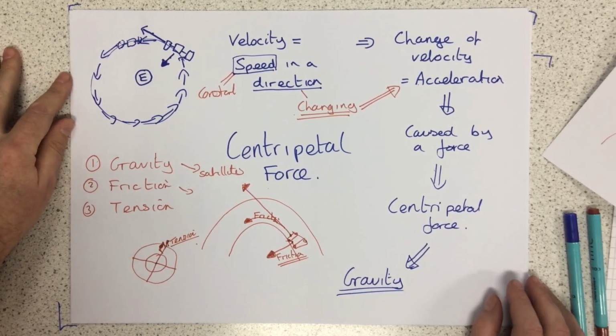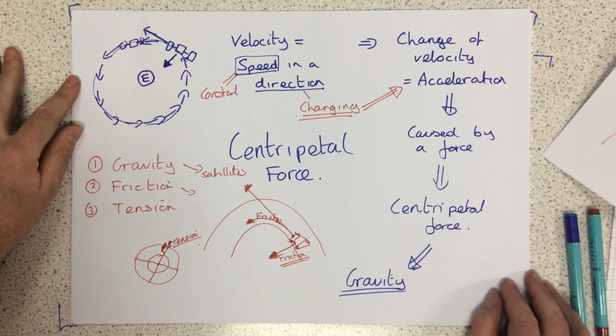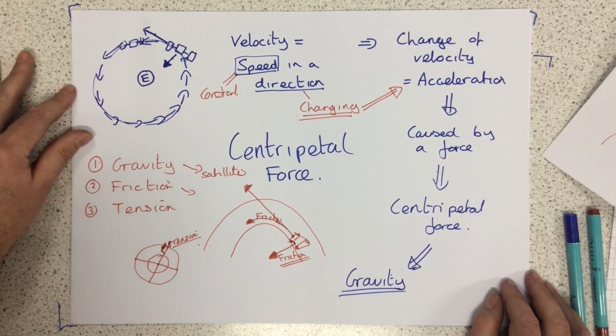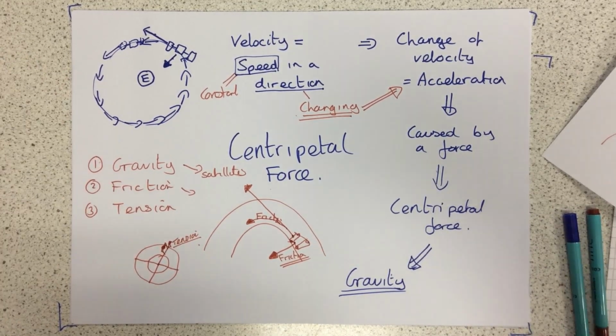So in summary, centripetal force is a force that acts towards the centre during circular motion. It acts because although the velocity might be constant, there is, within velocity, a change in direction, which means a change that leads to acceleration. The acceleration needs a force to act, and the three most common forces that we see acting as a centripetal force are gravity, friction, and tension.